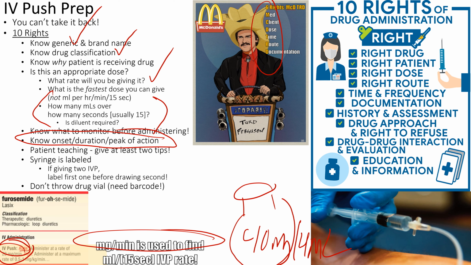So you could do mental math like that, or you can write it out. It's going to make sense either way. So that's the idea, is to figure out the milligrams per minute first, and then look at your concentrations and the dose that you're giving.